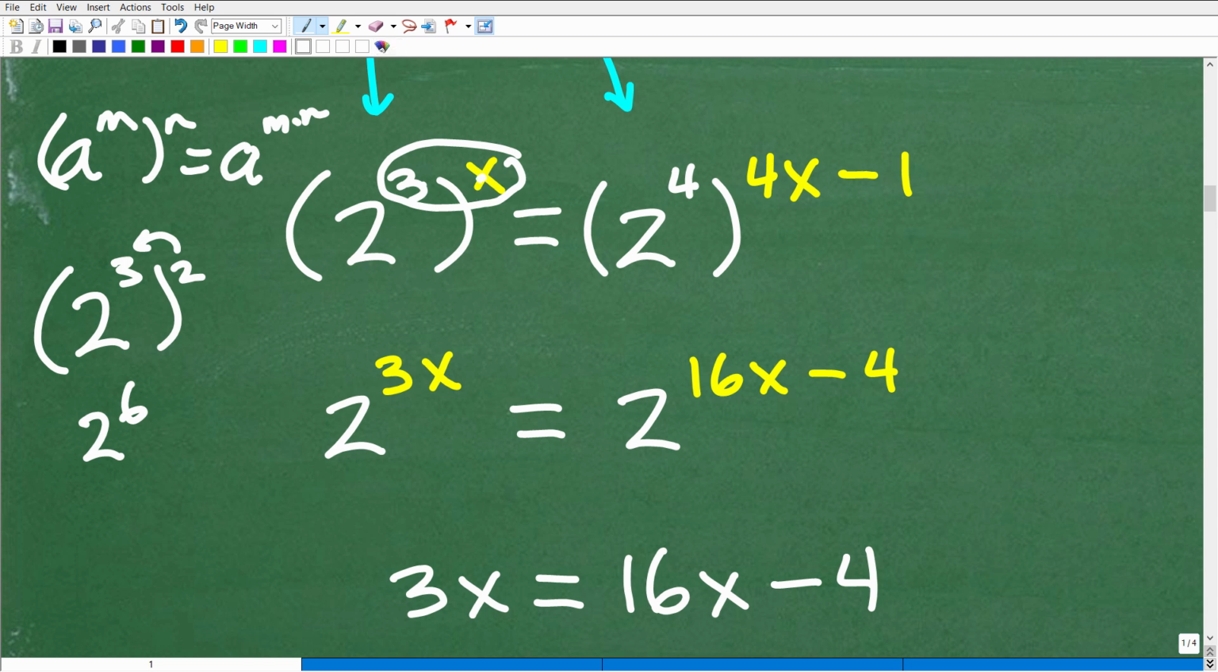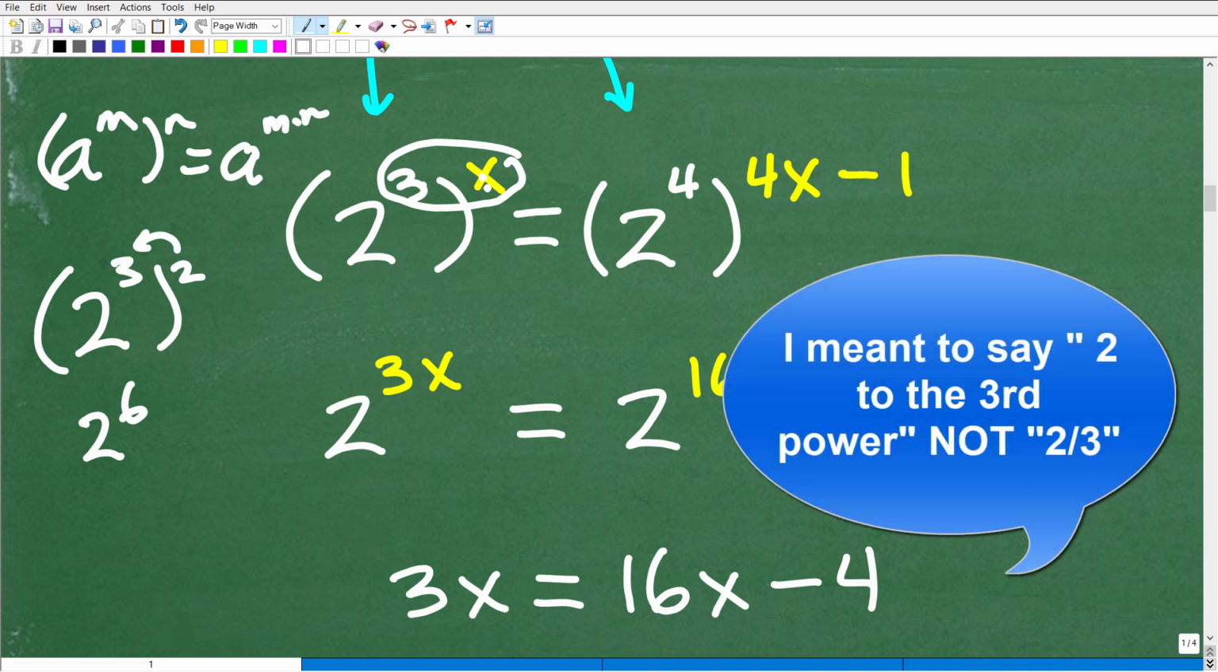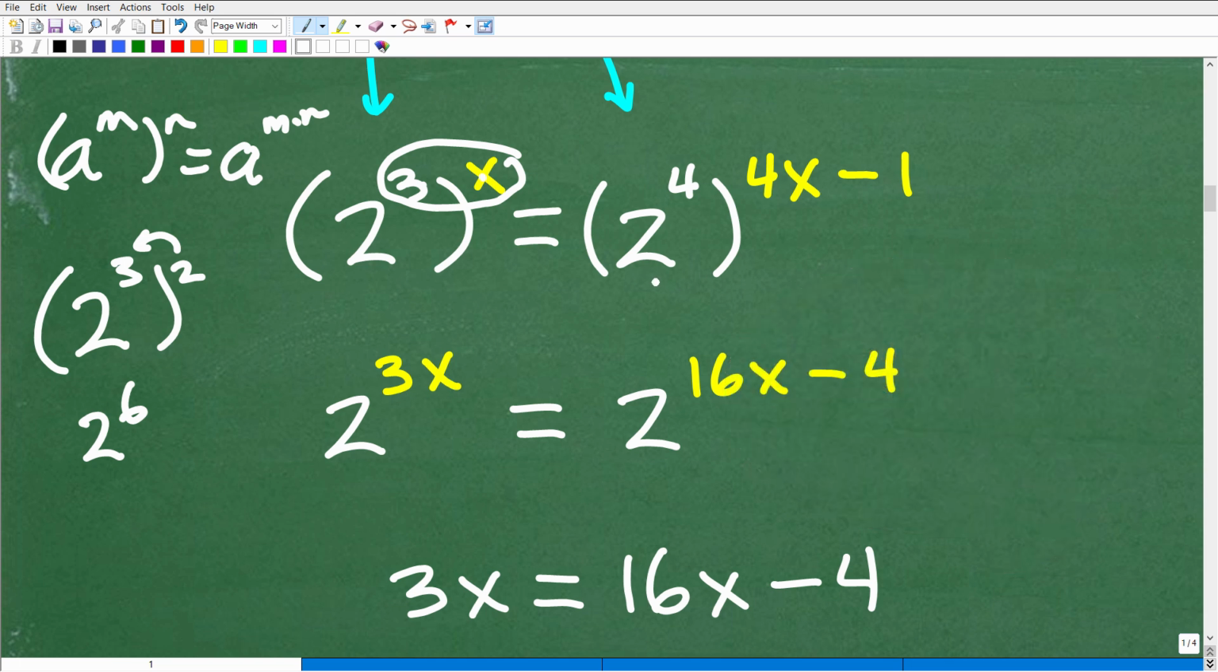So we're going to multiply this x times this 3, so we got 3x. So now 2^3 to the x power is the same thing as 2 to the 3x. And then here, we're going to take this 2 to the 4th, and we're going to do the same thing, but this is where a lot of students will make an error. We have 4x minus 1, so we need to distribute this power to this.